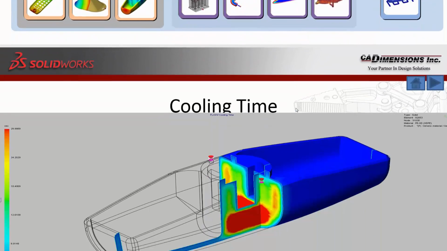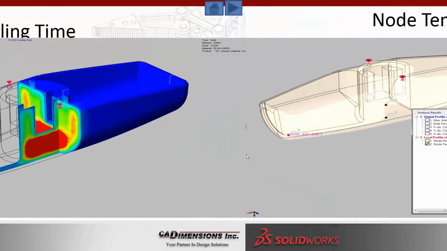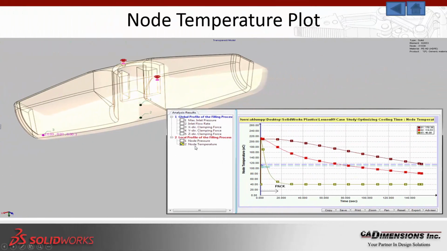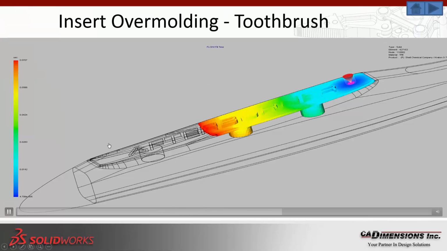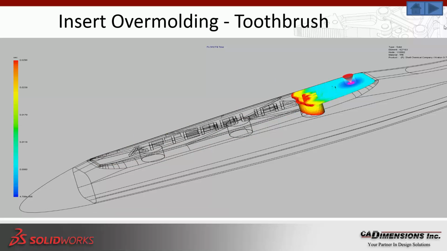You can also evaluate some cooling time here. You can take a look at nodal temperature. So this is very, very useful again, as I had mentioned before, with your inserts. You'll be able to look at graphs at how much of a spike in temperature your inserts are experiencing. You also have insert overmolding. So here's an example of a toothbrush, and you're only filling in that area of the plastic.